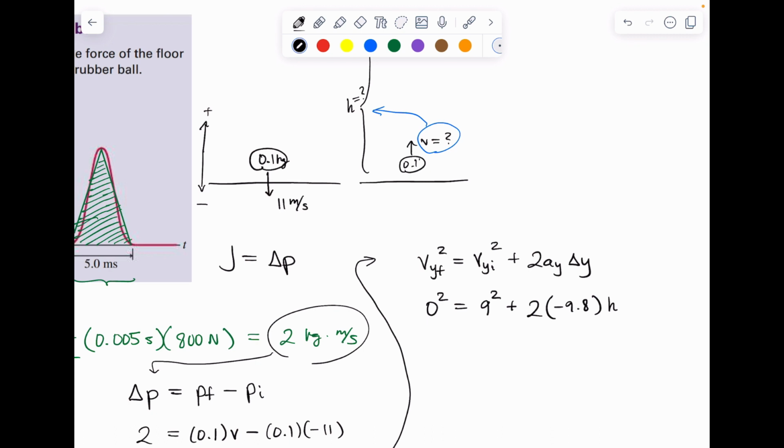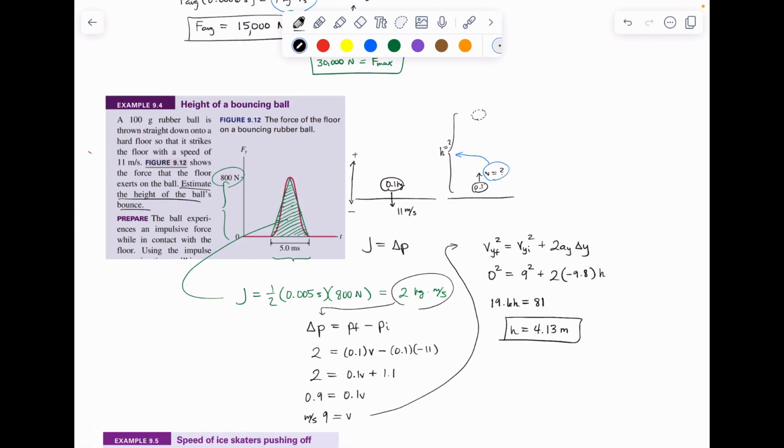So notice, let's see what we get here. 2 times 9.8, that's going to be 19.6 h equals 81. So that means h equals 81 divided by that number gives me 4.13 meters, roughly. Awesome.